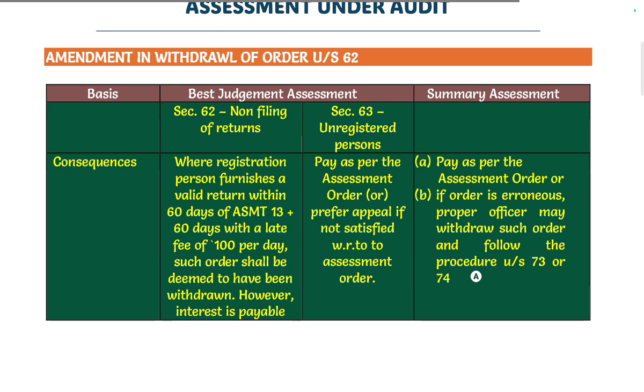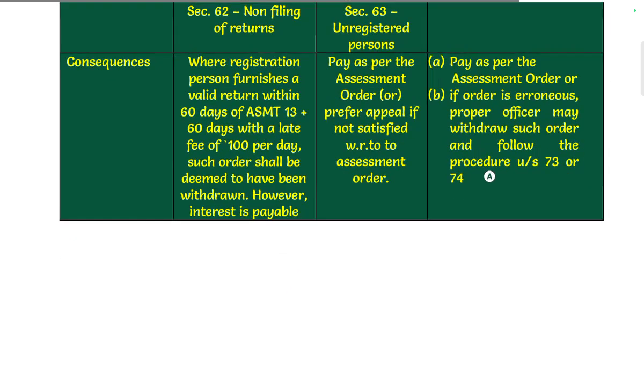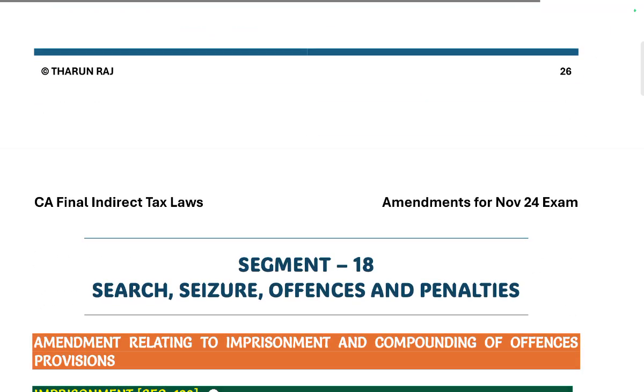Section 62: if the registered person furnishes a valid return within 60 days from the assessment order under Section 62, such order shall be deemed to have been withdrawn, though late fee per day and interest are payable. Section 63: unregistered person pays as per the assessment order, and before appeal, if not satisfied with respect to the assessment order. Summary assessment: pay as per the assessment order. If the order is erroneous, the proper officer may withdraw such order and follow the provisions of Sections 73 and 74.